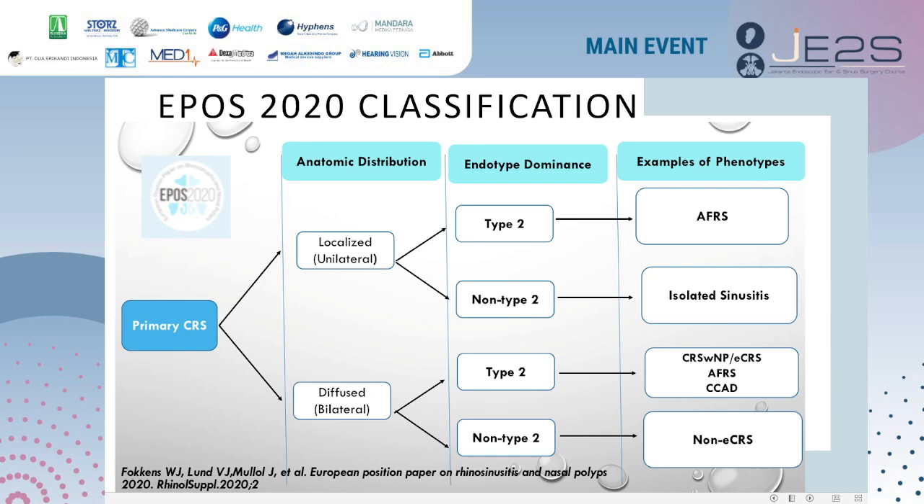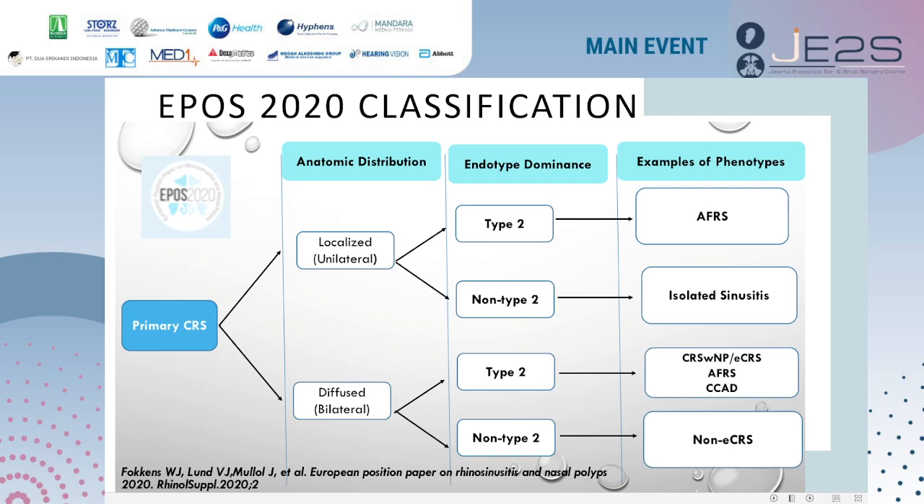Type 2 unilateral could be allergic fungal, and non-type 2 is isolated sinusitis. And diffuse sinusitis could be divided into type 2 and non-type 2. In type 2, it's CRS with nasal polyp, allergic fungal, or CCAD, and non-type 2 is non-eosinophilic rhinosinusitis.